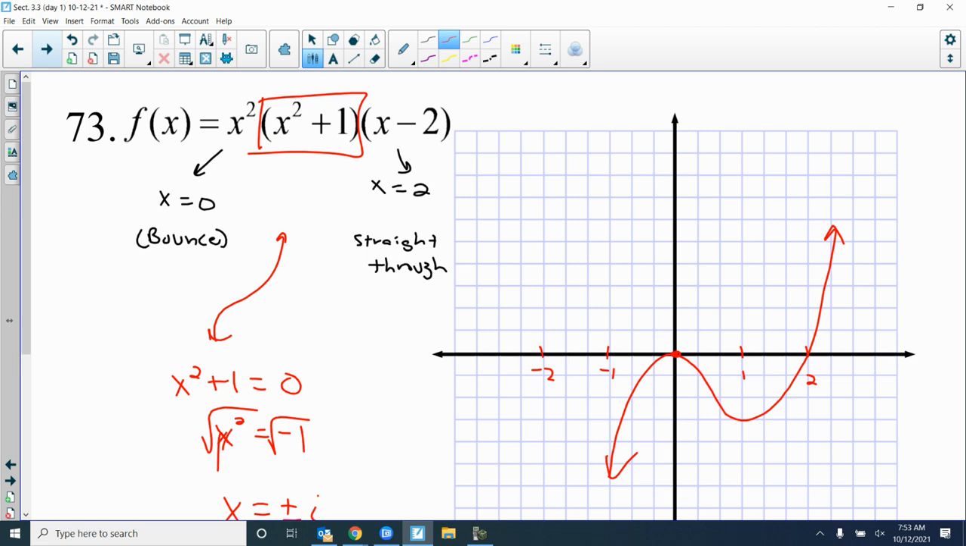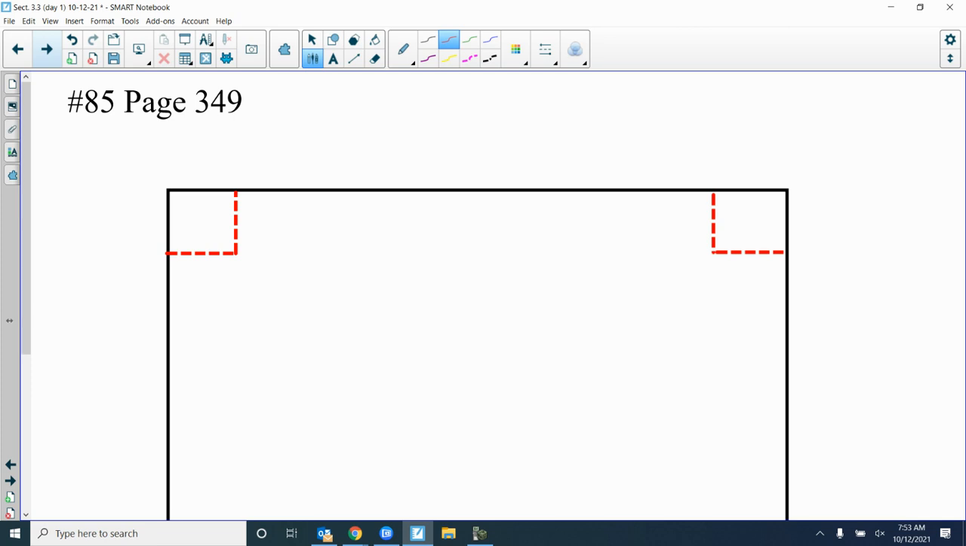All right, also on that same section, let's do number 85 on page 349. We're going to do that together. Read through that. Star this one, highlight it. You're going to need to know this.